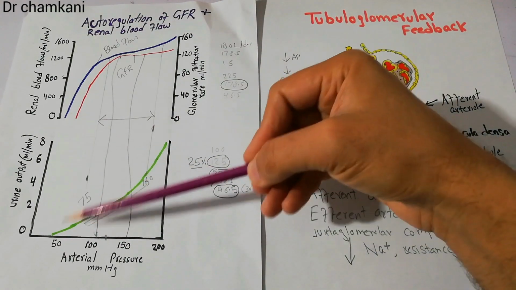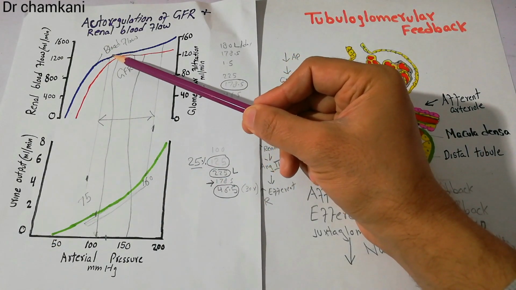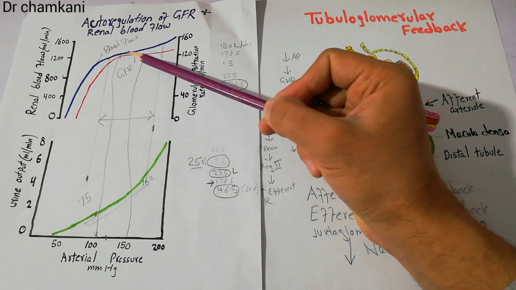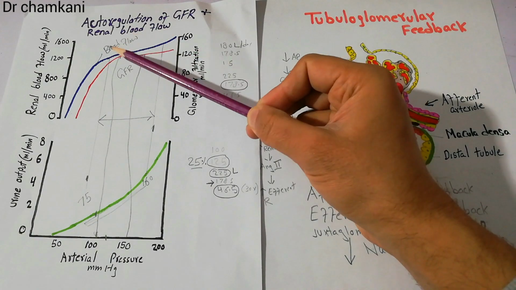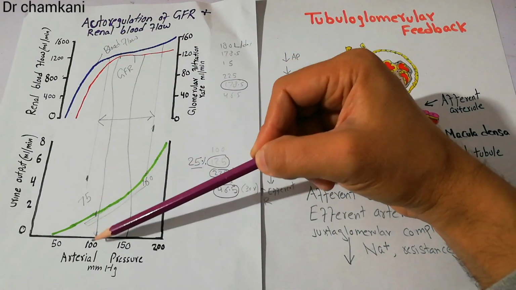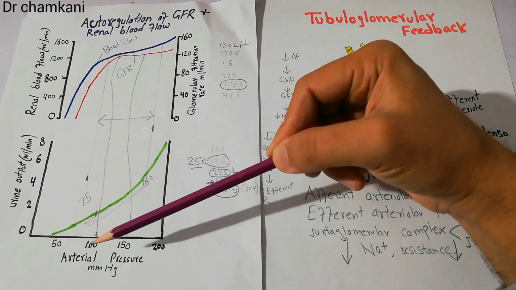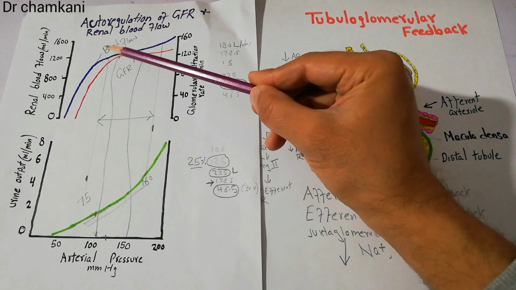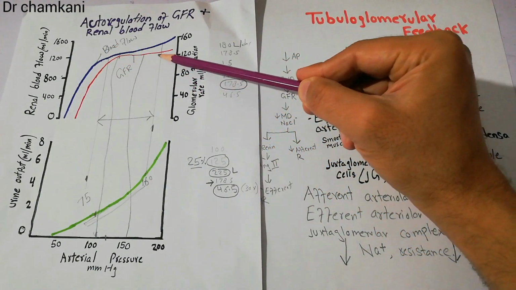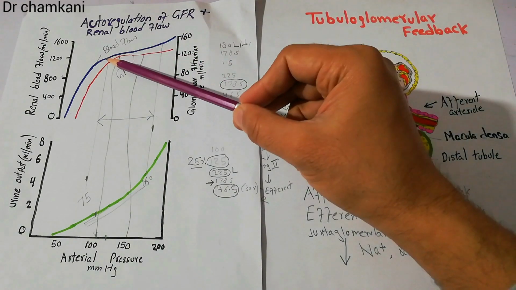At the same time, when we increase or decrease the arterial pressure, there is a big resistance to change in the GFR. This red curve shows the GFR, and the blue curve shows the blood flow. The normal arterial pressure is 100, and at 100 we have this level of GFR and blood flow. But even if the arterial pressure increases or decreases, the level of the GFR is kept nearly normal. Similarly, the level of blood flow to the kidneys, to the nephrons, is kept nearly normal.